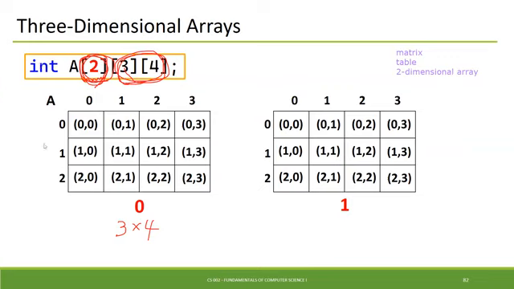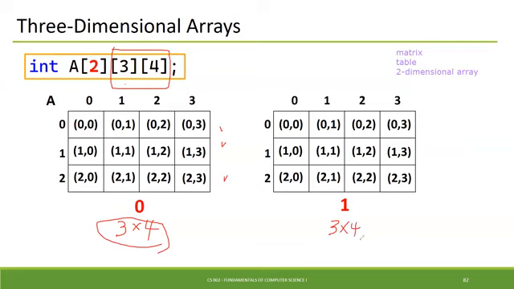Anyway, here I have 3 times 4. It means 3 rows, 1, 2, 3, and 4 columns, right? This means 3 rows, 4 columns, a two-dimensional array. This is a 3 times 4 array, and this is another 3 times 4 array. Because there are two 3 times 4 arrays, I create a 3 times 4 two-dimensional array.